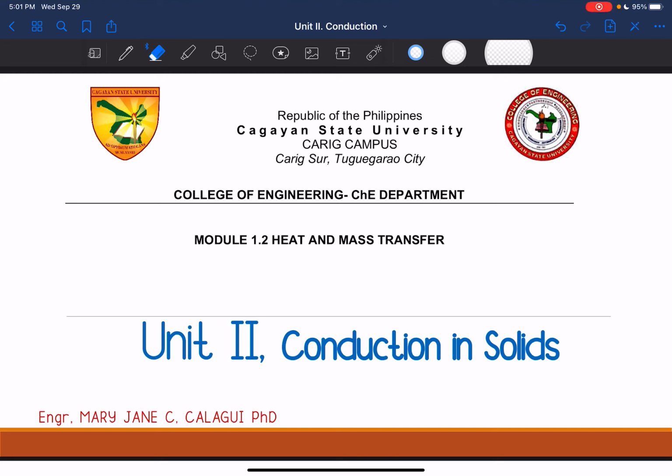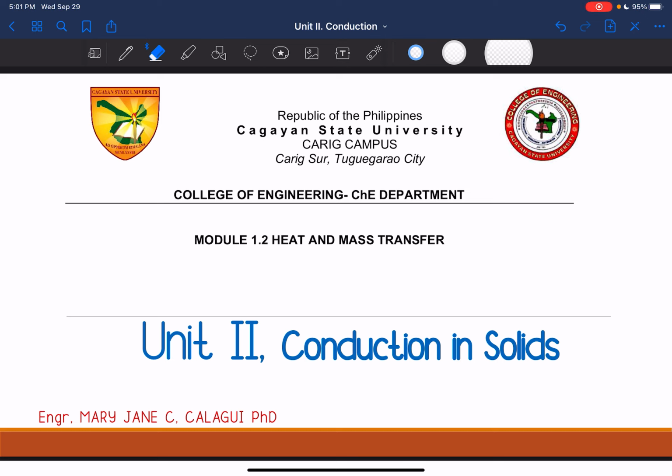Good afternoon, dear students. Our topic for today is conduction in solids. This is unit 2 of the whole course syllabus, and you learned from unit 1, which is the introduction to transport phenomena, that it's all about kinetic molecular theory, which offers the basis for the derivation of the three molecular transport equations, namely Fick's equation, Fourier's, and Newton's.